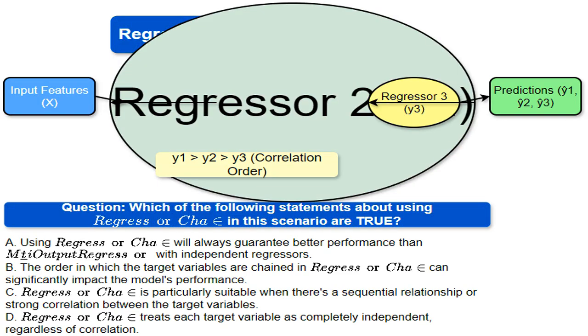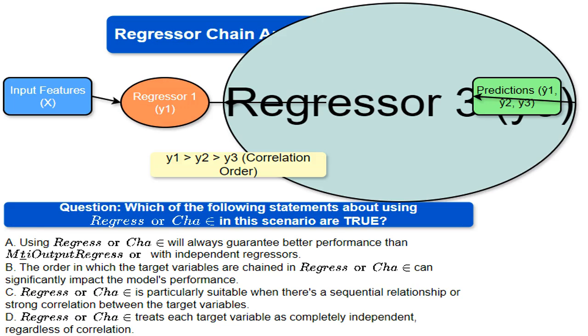The second regressor in the chain. It uses both the initial input features, x, and the prediction from regressor 1, y1, to predict the second target variable, y2. It leverages the information from the previous prediction to improve its own accuracy. The final regressor in the chain. It uses the initial input features, x, the prediction from regressor 1, y1, and the prediction from regressor 2, y2, to predict the third target variable, y3. This is where the chain's sequential nature is most apparent.